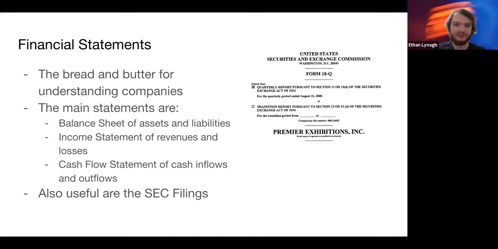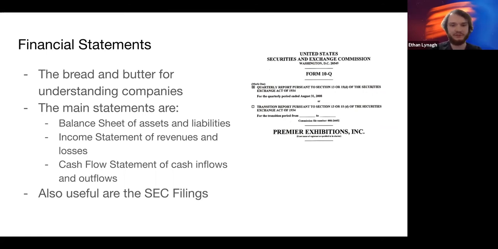These main statements are their balance sheet, which tracks all their assets and liabilities. Their income statement of revenues and losses, so how much money they're making from operations and how much money they're losing from taxes or anything else. And then the cash flow statement is very similar to the income statement. I'm not going to go too deep into the difference between those two, but they're pretty linked. They're both dealing with the amount of money they're bringing in and the amount of money that's going out.